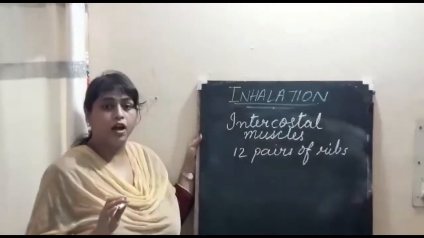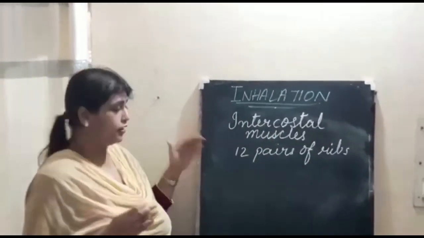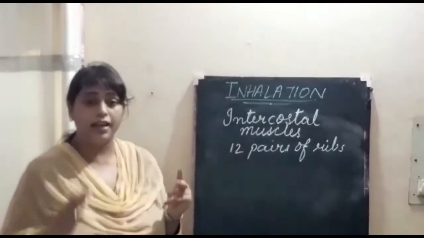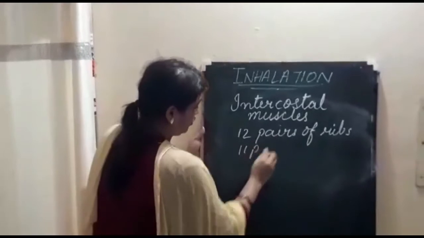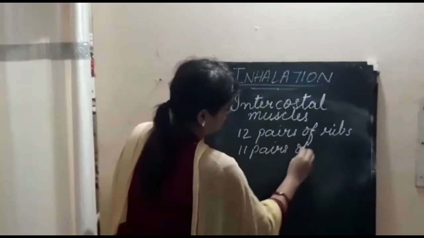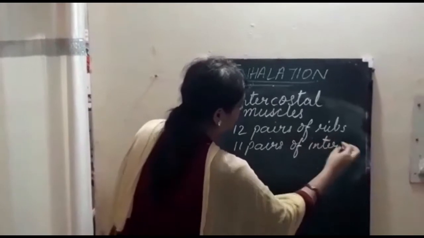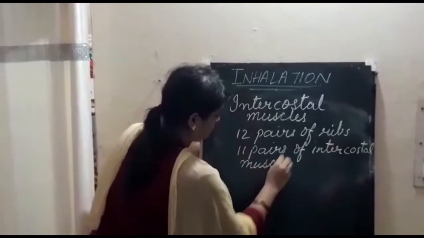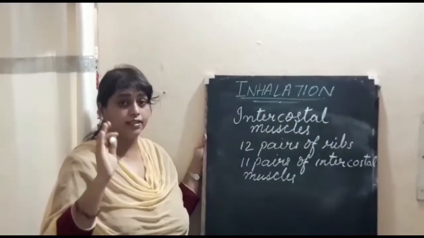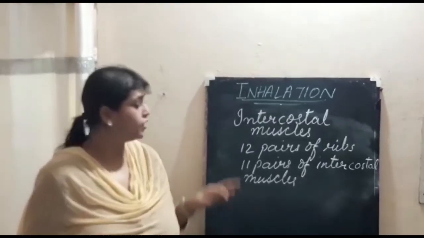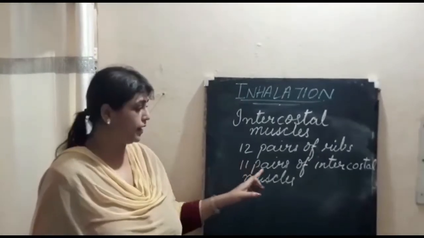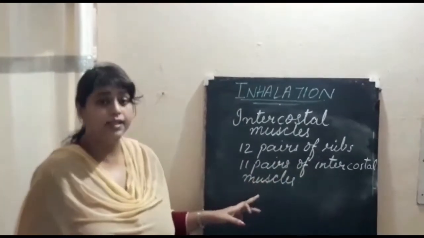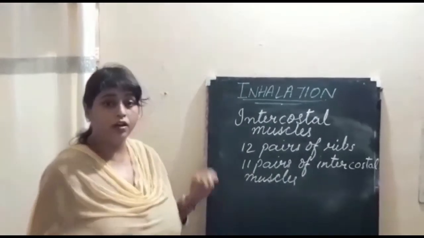So these muscles are present in between these ribs, and there are 11 pairs of external intercostal muscles. I hope children it is very clear to you, as we all know that there are 12 pairs of ribs and we have 11 pairs of intercostal muscles that are present in between the ribs.